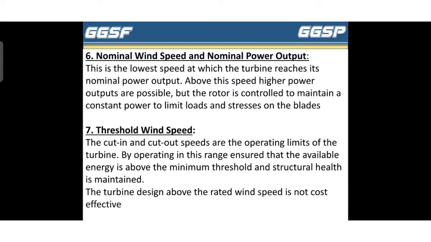Threshold wind speed. The cut-in and cut-out speeds are the operating limits of the turbine. Operating in this range ensures that the available energy is above the minimum threshold and structural health is maintained. Designing the turbine above the rated wind speed is not cost effective.